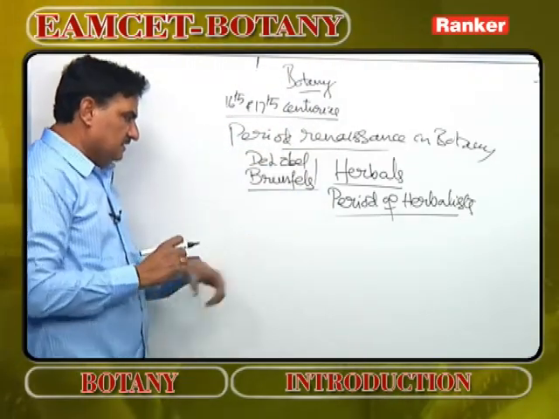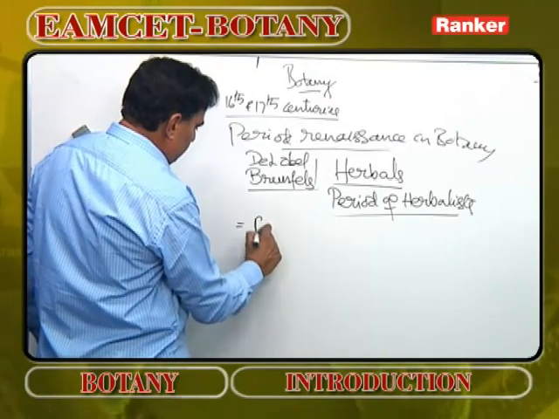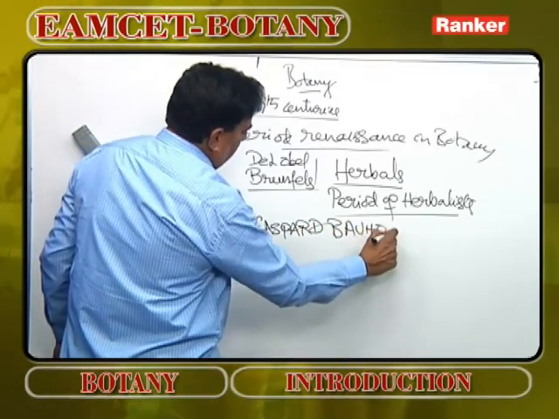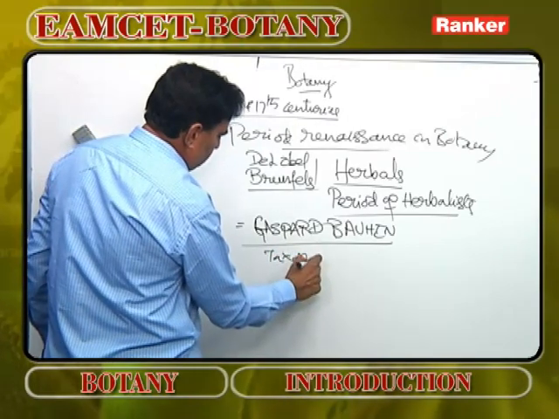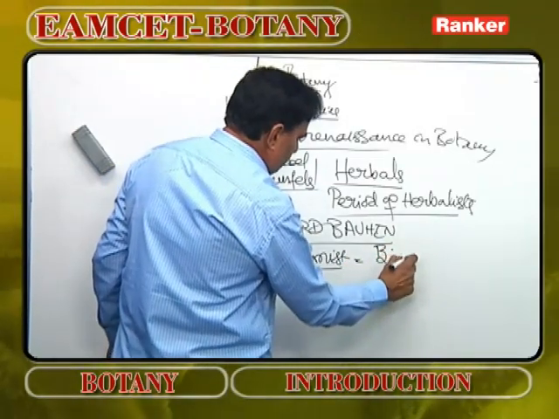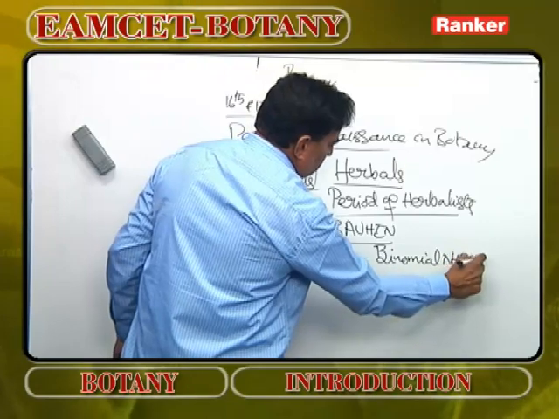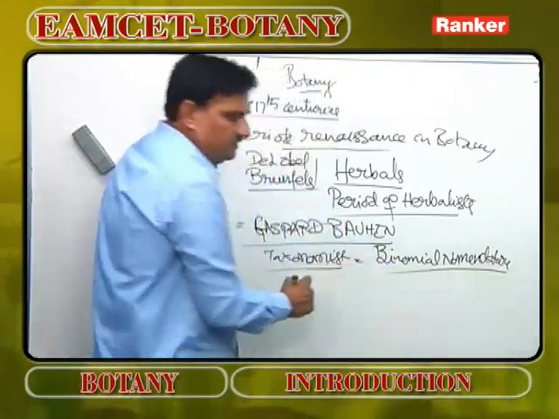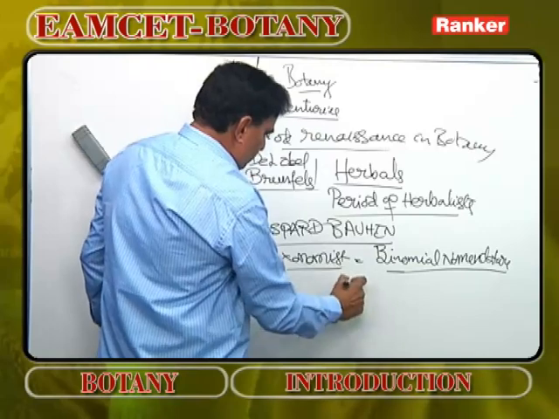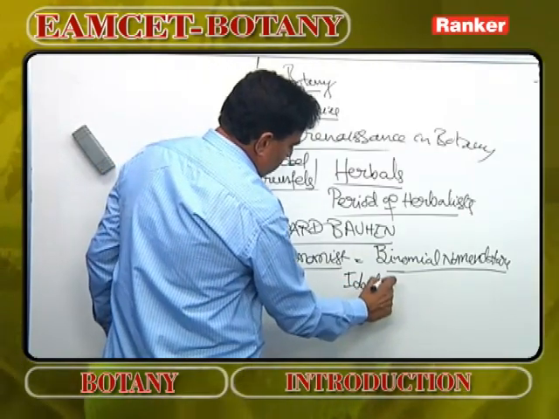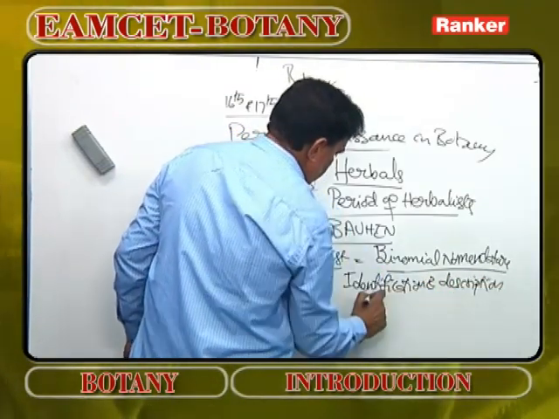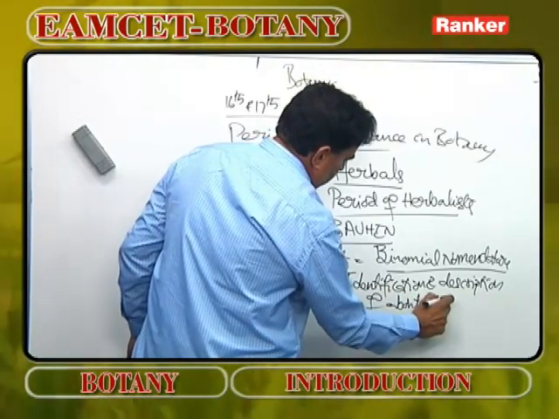Now, in this period, there is a scientist, a very popular man by the name Gaspard Bauhin. Gaspard Bauhin is a taxonomist of the period of herbalists. He was the first scientist to propose binomial nomenclature. Then he was the person who explained the identification and description of about 6,000 plants.